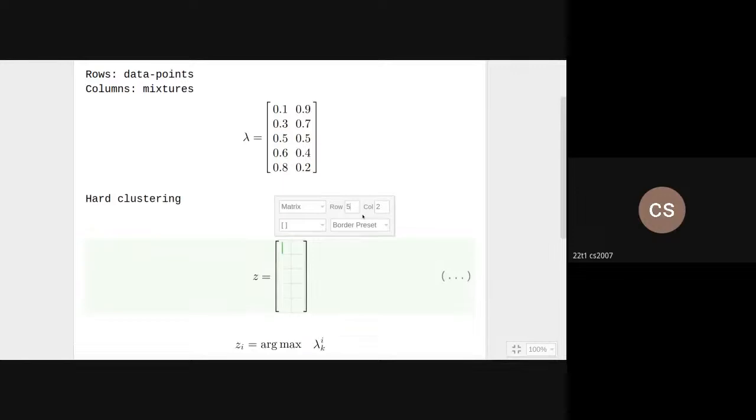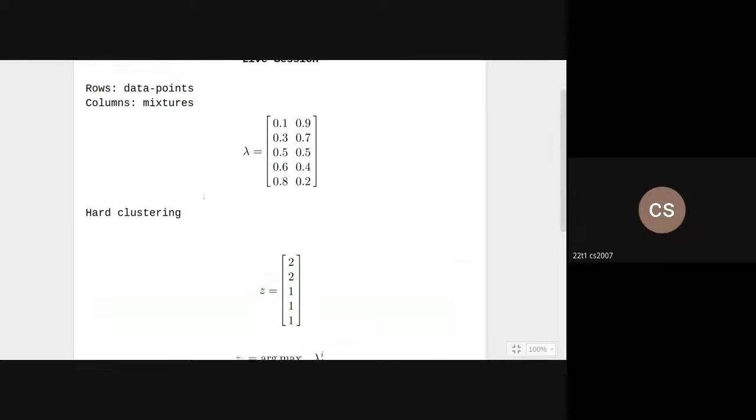I need 5 rows and 1 column. So what mixture will 0.1 belong to? Z2. What about the second point? Same. Okay, for this I am unsure. So let's say I go randomly with 0.1, mixture 1. For this, 1, 1, right?